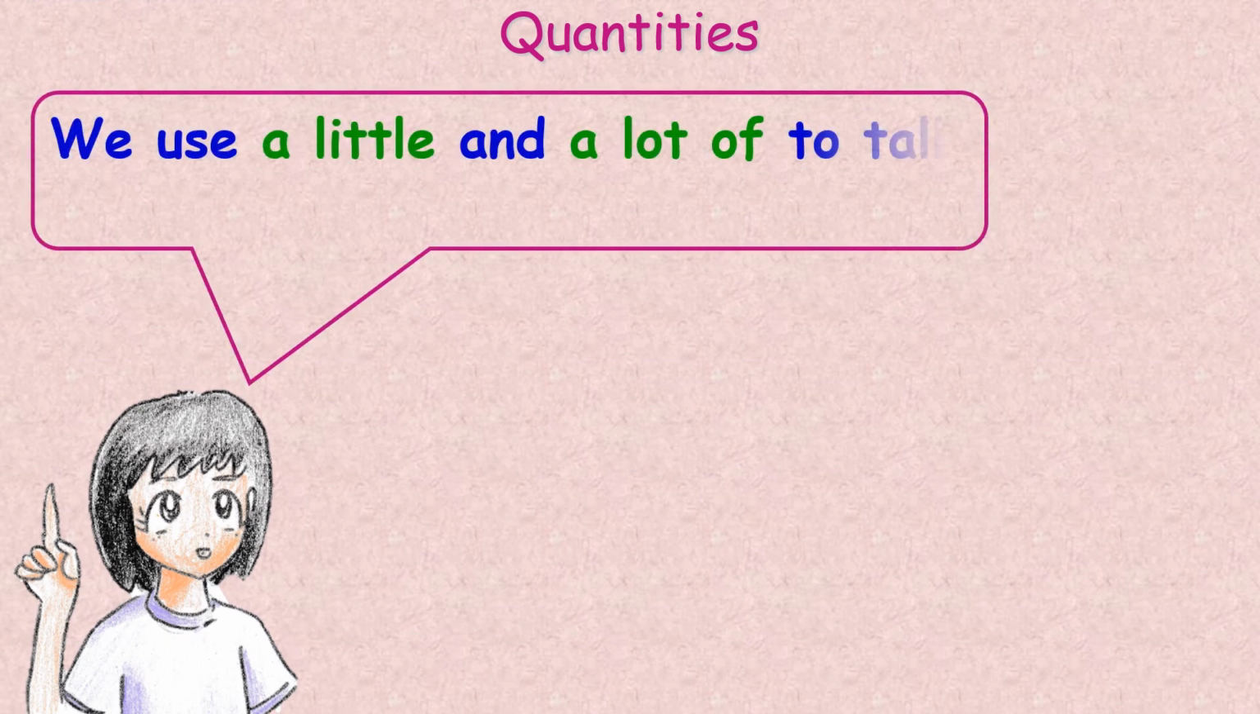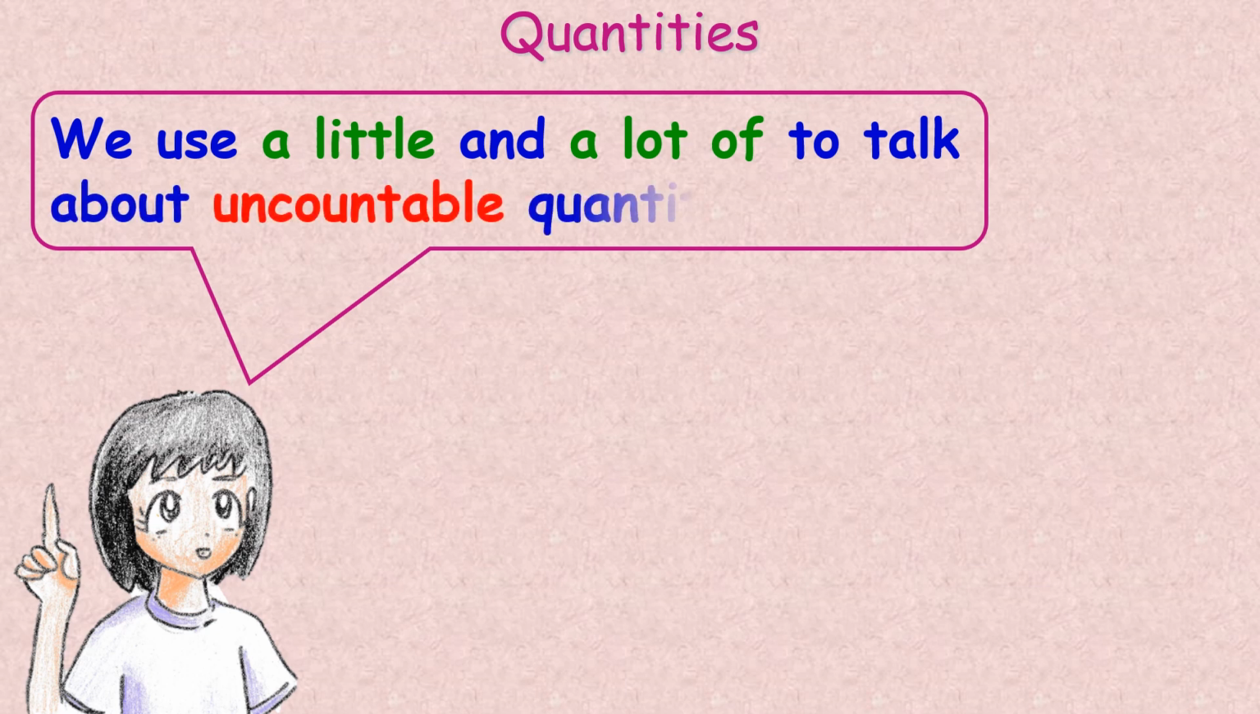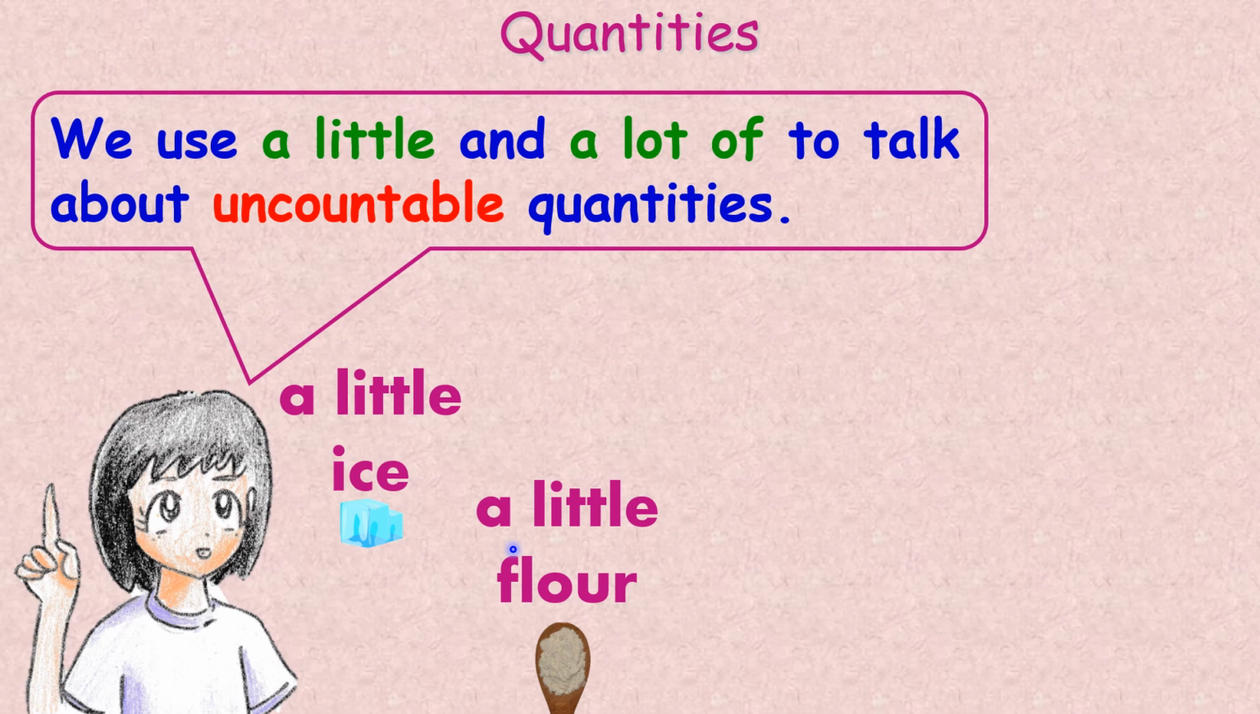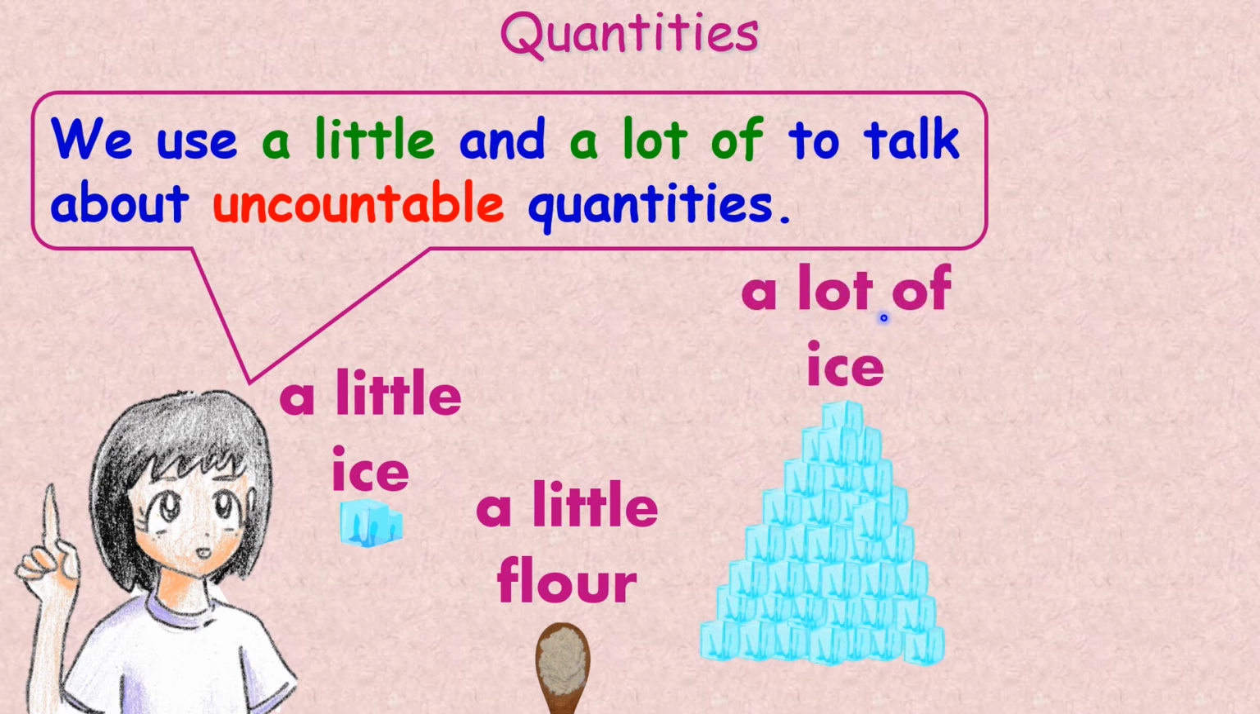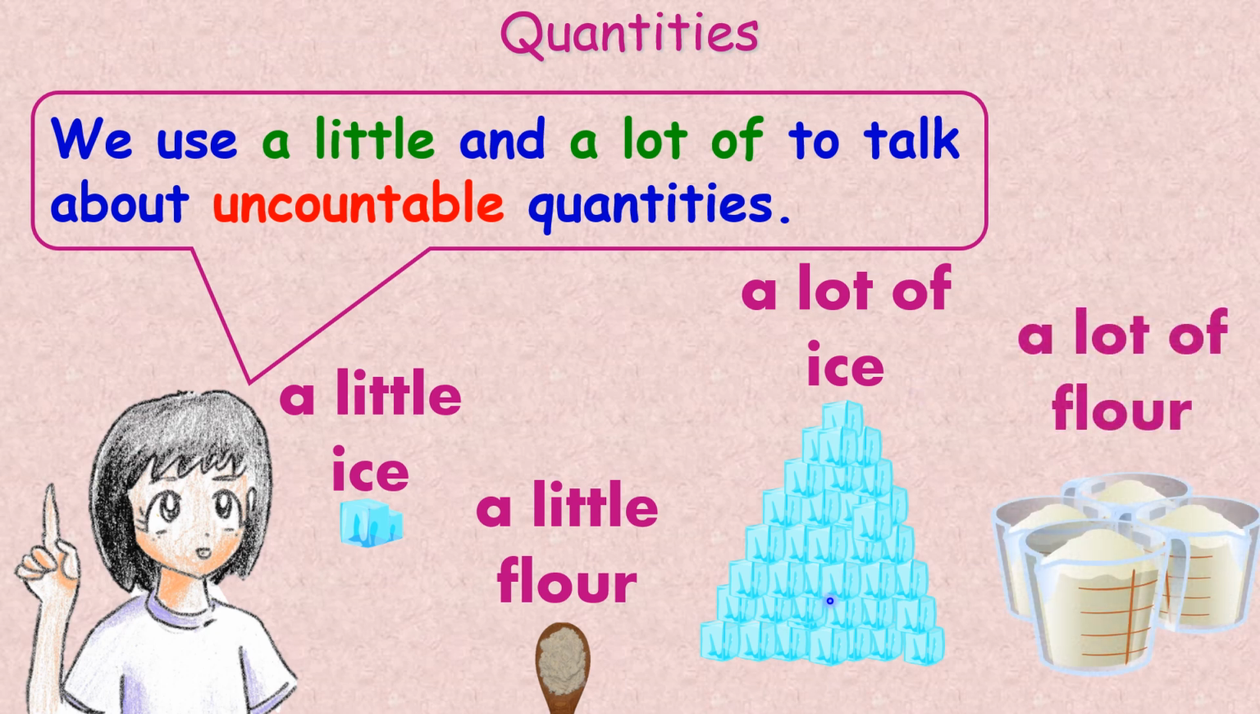We use a little and a lot of to talk about uncountable quantities. A little ice. Can we count the ice? Is this 1 or 2? How can you count it? A little flour. Can you count every grain of flour? Nope. A lot of ice. A lot of flour.